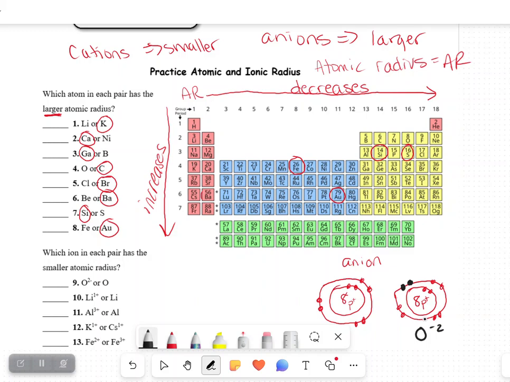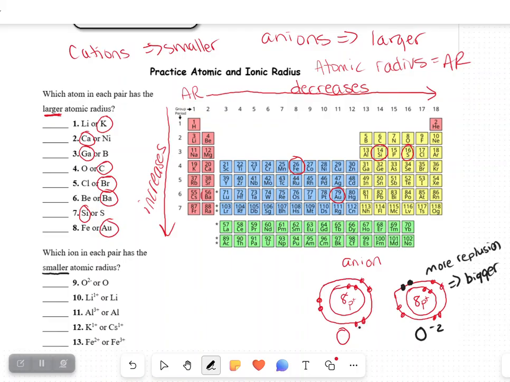Okay, so that means we're going to have more repulsion between those negative charges because we're not adding any more positive charges. So that's going to mean that the anion gets bigger. Now, over here it's asking you which one has the smaller atomic radius. Compared to the neutral atom, the anion is going to be bigger, so therefore O will be smaller.